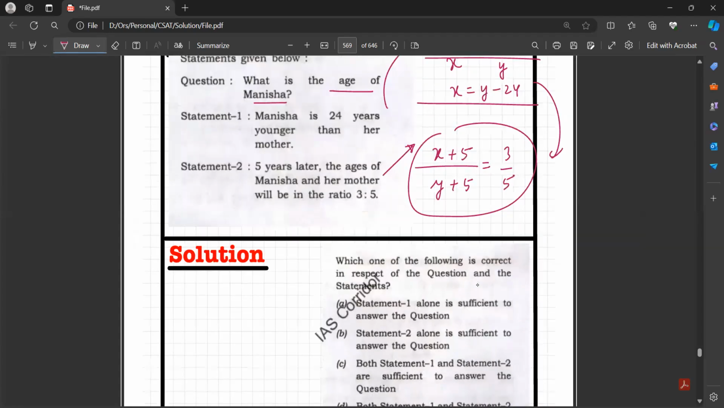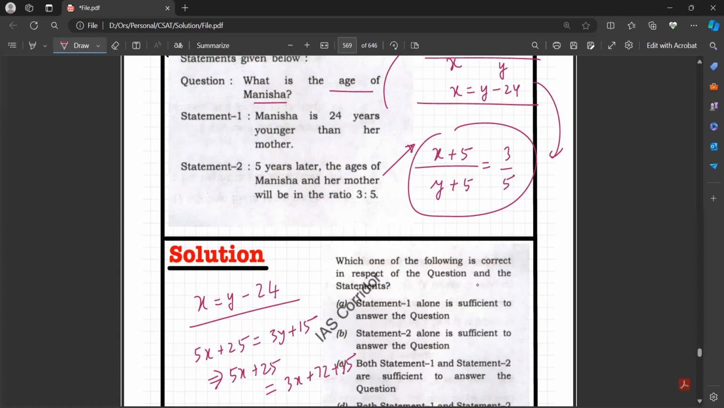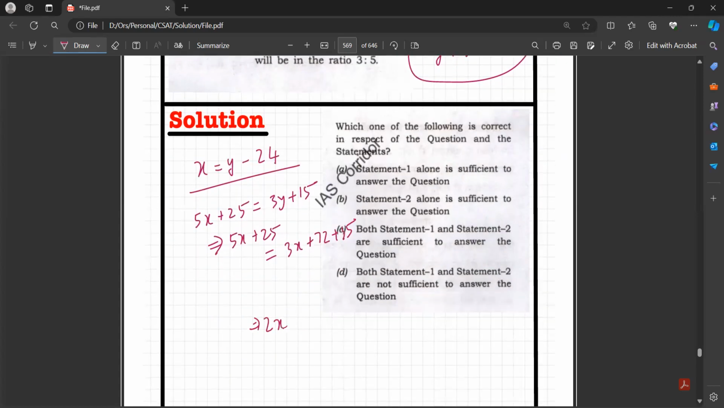We don't have two equations, so they might be inconsistent, we will have to check that. X equals Y minus 24 and we have 5x plus 25 equals 3y plus 15. Let us solve this. X is y minus 24. So 5x plus 25. I am putting y as x plus 24, so 3x plus 72 plus 15. Got it? So this becomes 2x equals 72 minus 10, which is 62. X will be 31. So if x is 31, y becomes 31 plus 24.